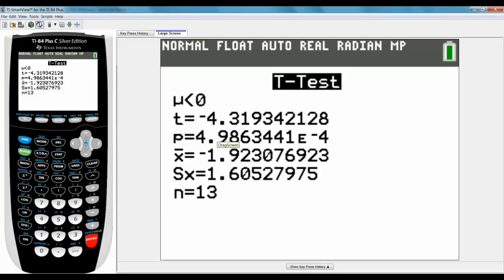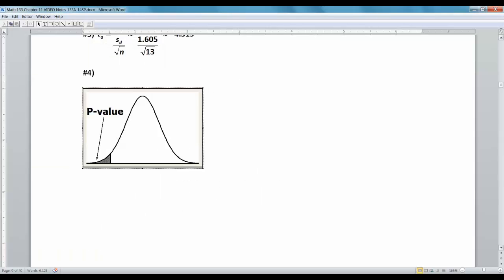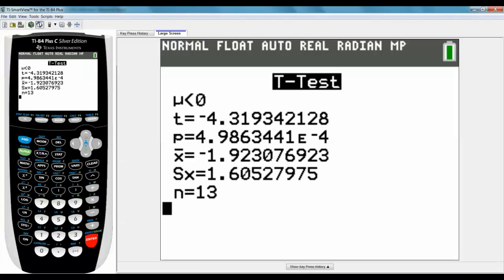Now, wait a second. This is a p-value. P-value is probability. It's the probability that you're off in this tail. Now remember, the entire curve, the area under the whole thing, is 1, right? So there's no way that there's a p-value that's 4.986. Is the calculator messing up? No, because if you look over to the right, you can see it's got e negative 4, which means scientific notation. This is 0.000496, right? You move the decimal 4 spots to the left.